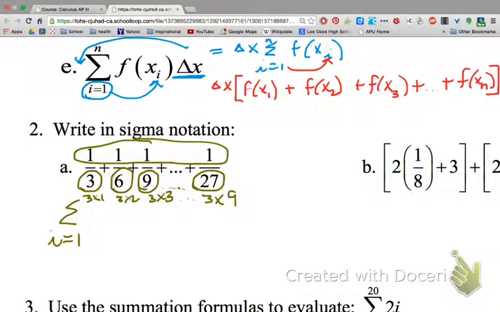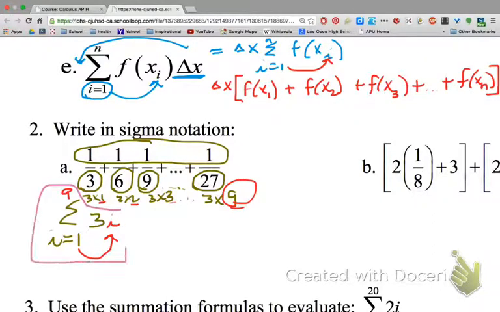And so I go, oh, well, in every single one of those, there's a 3. And what's changing is the number that I'm multiplying that 3 by. So I'll call that I. And the first time I did in fact substitute in a 1, so that's good. And the last time I substituted in a 9. So that is my answer in sigma notation.